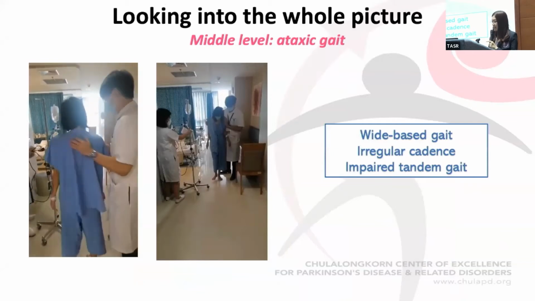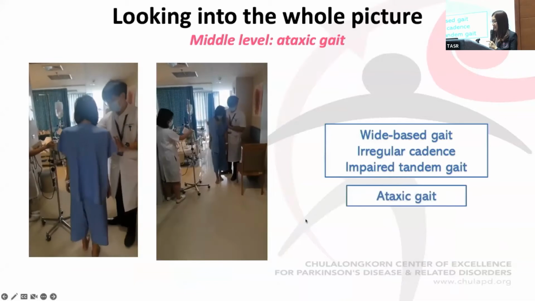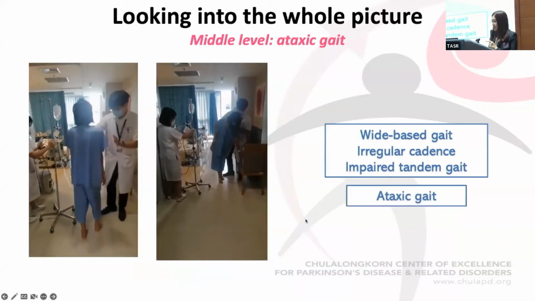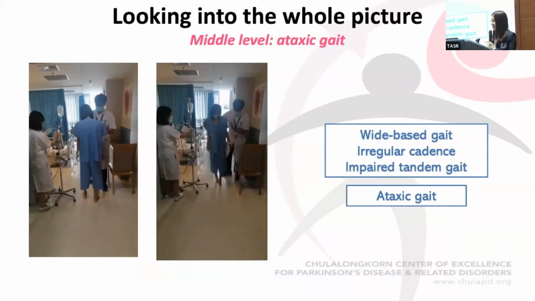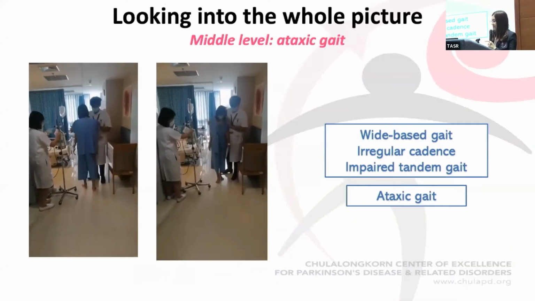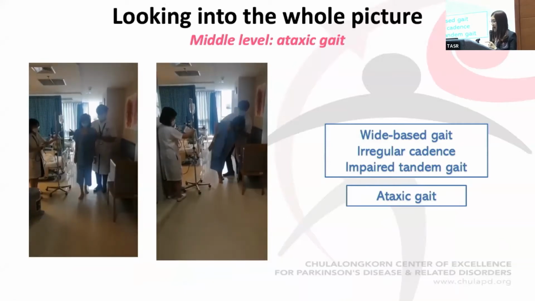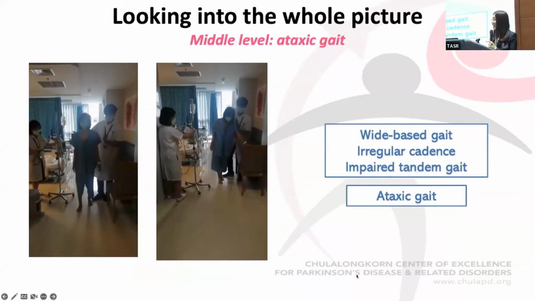Ataxia can be divided into cerebellar and sensory ataxia, and we can distinguish these two disorders using the Romberg test. If the Romberg test is positive, which means that the patient tends to fall after they close their eyes, you should suspect sensory ataxia.